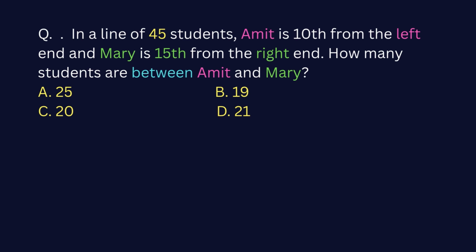If you look at the options, we see that option C is the correct answer, which is 20. So the students between Amit and Mary is 20.